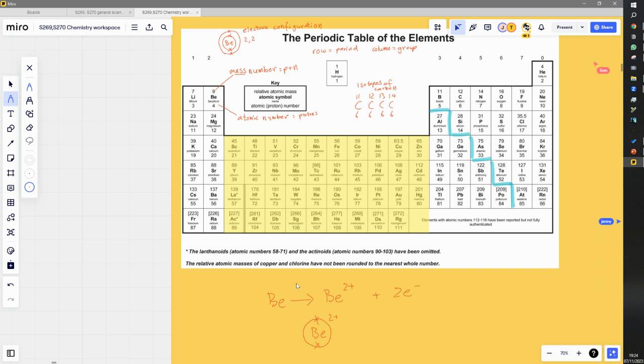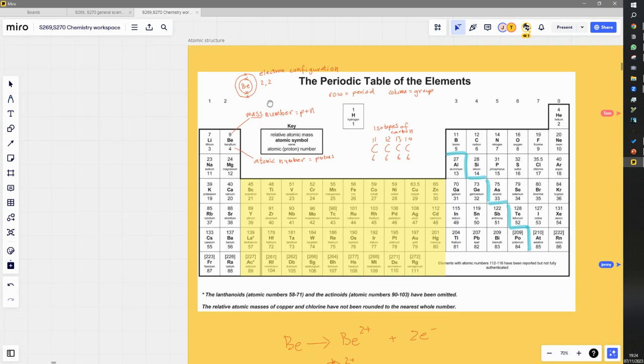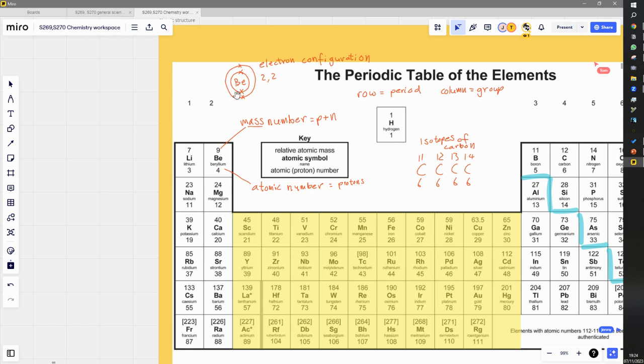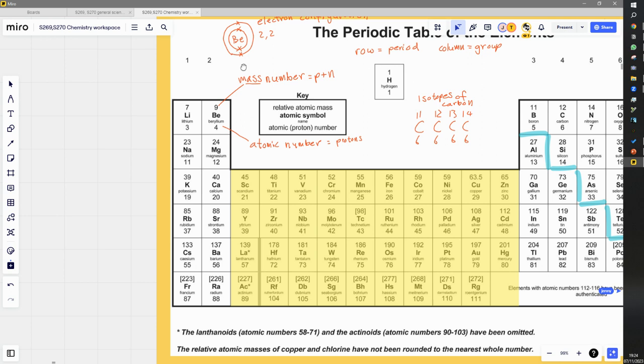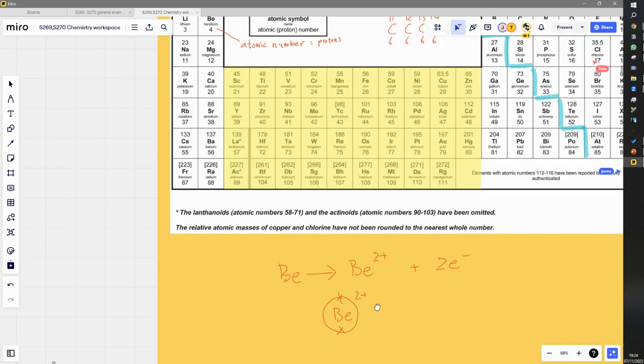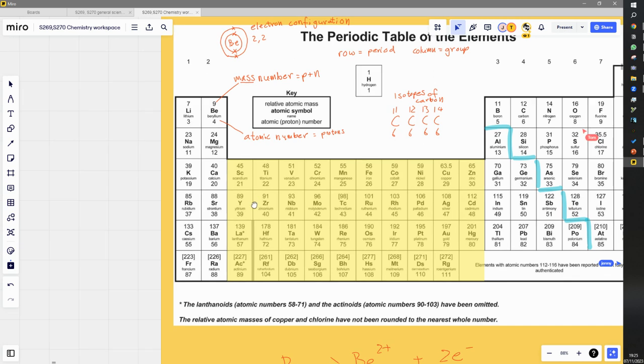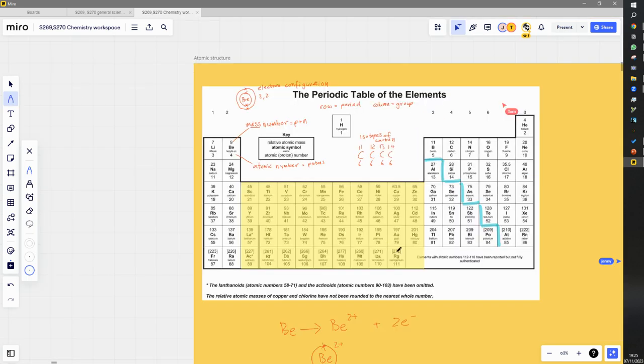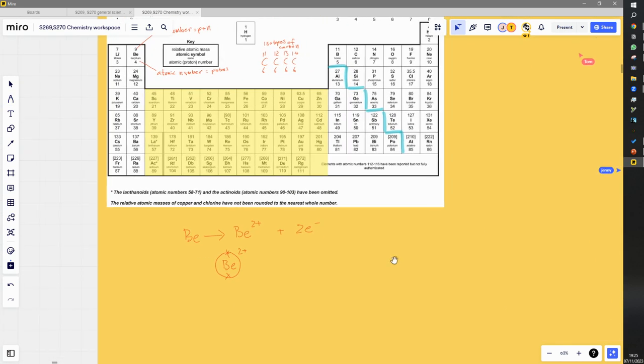The reason why it loses these outside electrons is because what it's trying to do is form a full outer shell. So what were its options? It could have filled this second shell by adding 6 more electrons, but it's a lot easier to lose 2 electrons than it is to gain 6. And that's going to be the case for all metals, in fact. So we should write a few notes here.